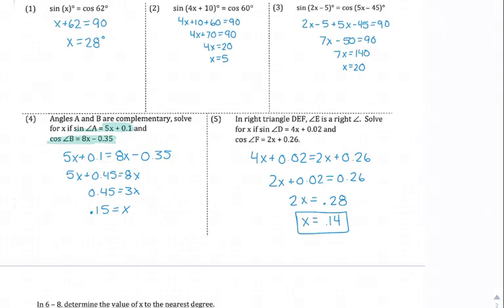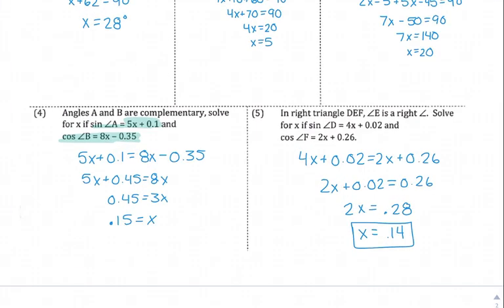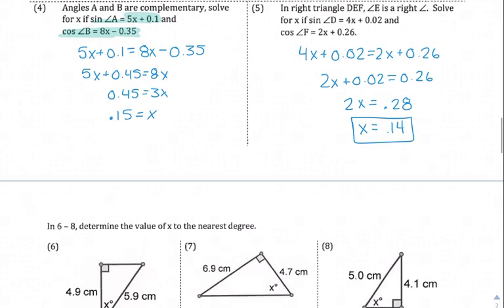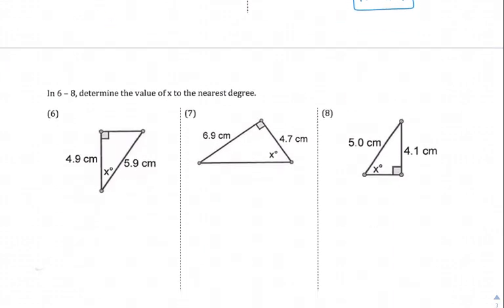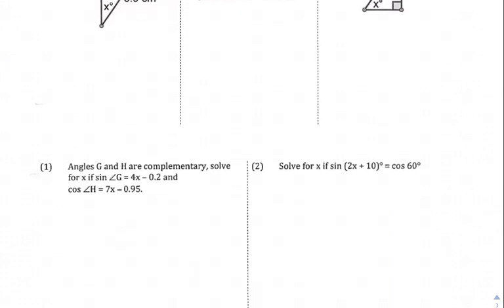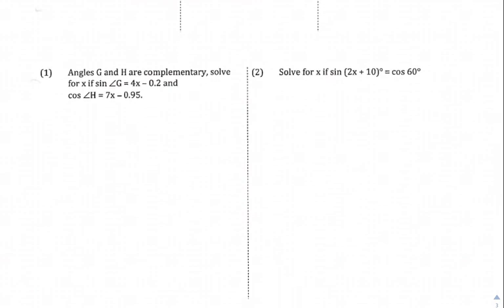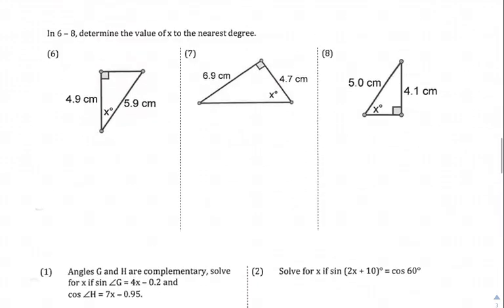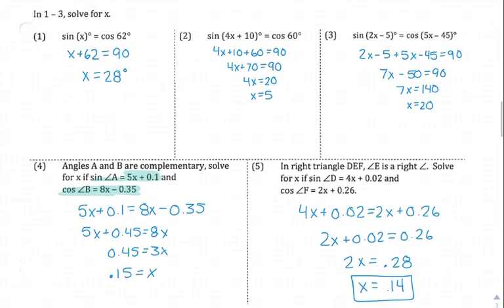So degrees again add up to 90. Decimal values add up to each other, so you set them equal. 6, 7, and 8 are a review. The rest of the sheet I want you to practice on your own. Complete the whole sheet, and then after you submit it to me, you'll be able to check your answers.